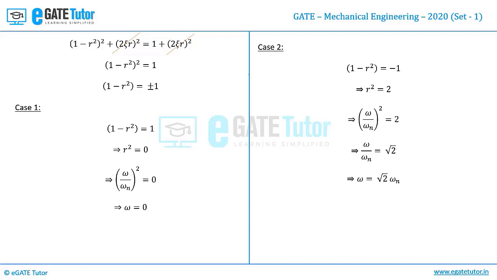But for a basic spring mass system, the natural frequency is given by square root of k by m. Hope you guys remember that. Now let's substitute that omega n is equal to under root k by m in the above equation. So we get omega is equal to under root 2k by m, which is a non-zero value as asked in the question. Therefore, the correct answer to this question is option C.